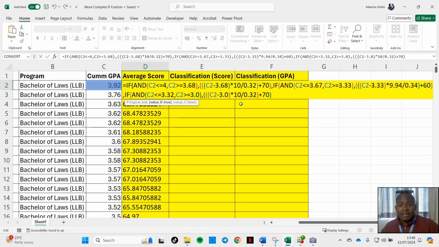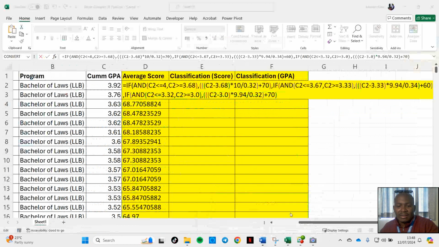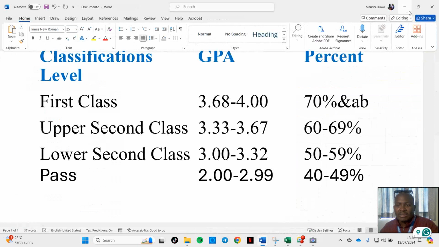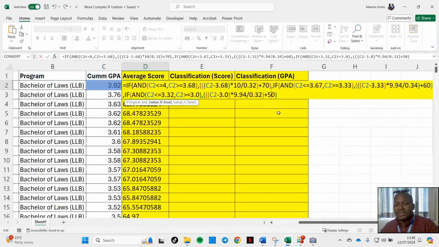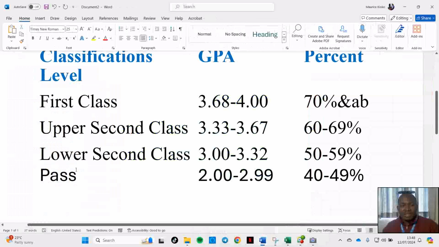Then again the difference is 9.94. It's not 10. What's the difference between 3.32 and 3.0? It is 0.32, and that one remains like that, and the minimum limit on that scale is 50. Yes, 50. Let's complete all of it and then we can see whether it works.